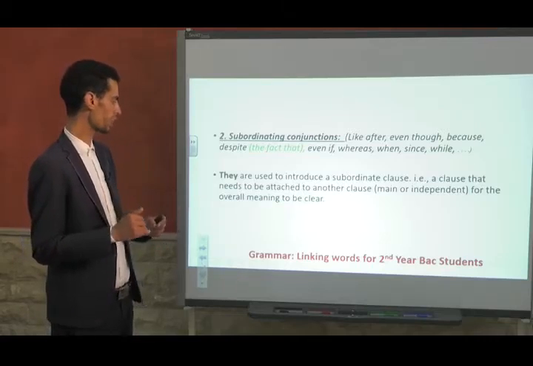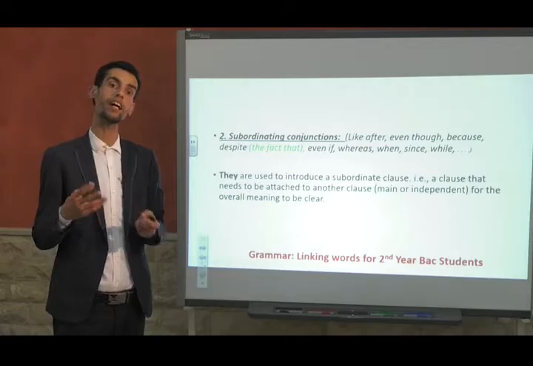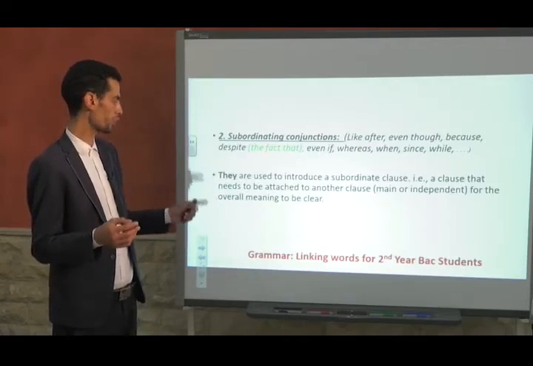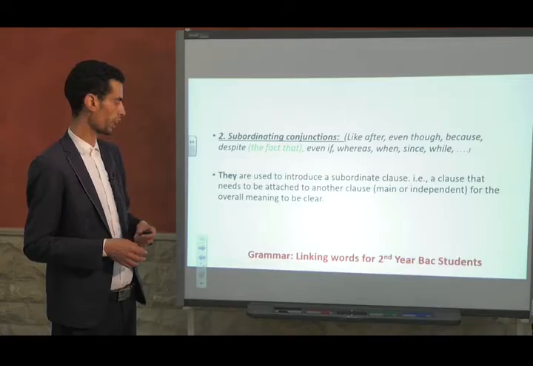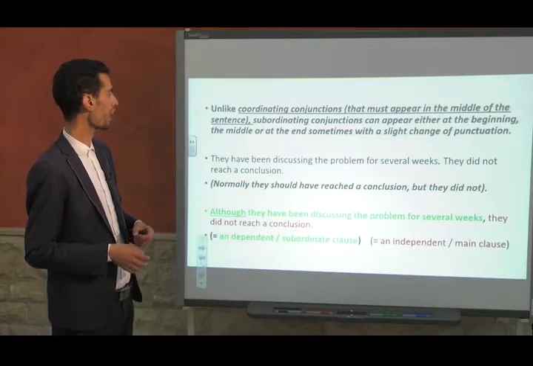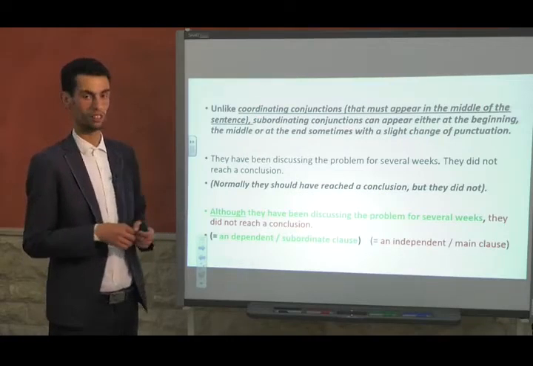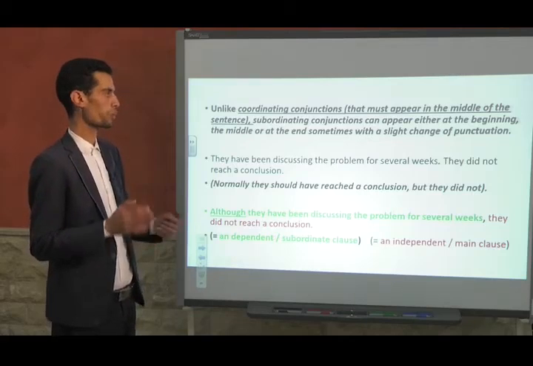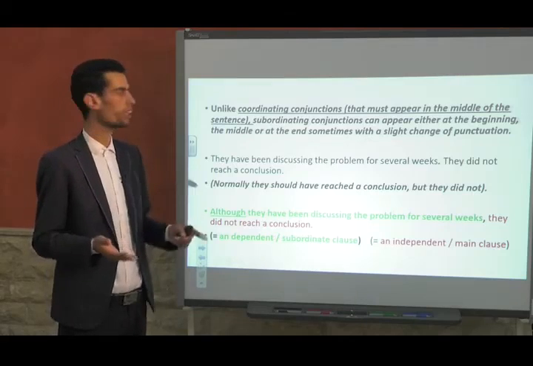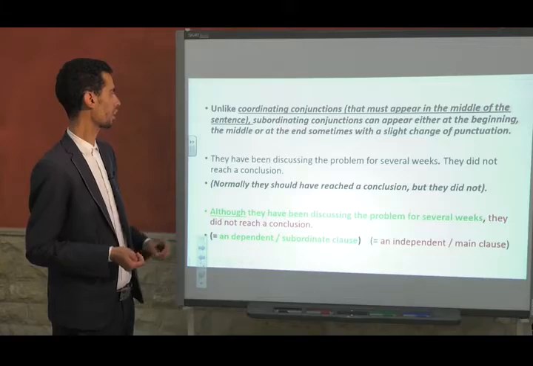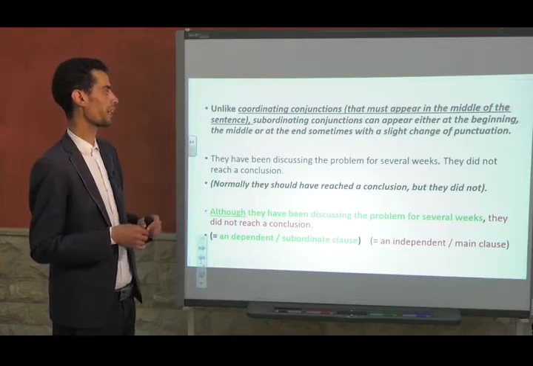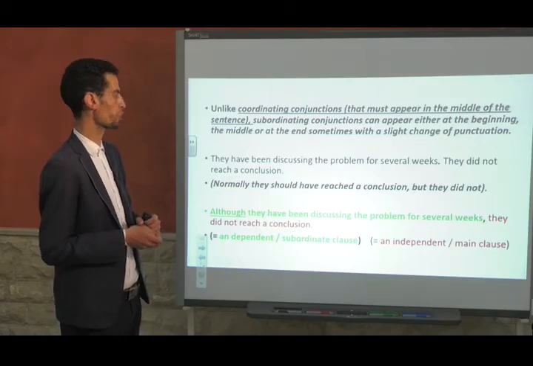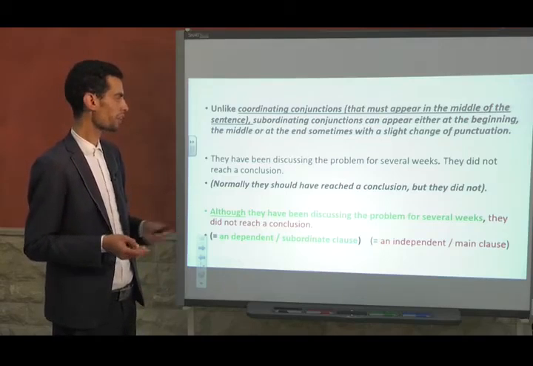There is a clause that needs to be attached to another clause, or to another main clause, for the overall meaning to be clear. Unlike coordinating conjunctions that must appear in the middle of the sentence, subordinating conjunctions can appear either at the beginning, the middle, or at the end sometimes, with a slight change of punctuation. They have been discussing the problem.